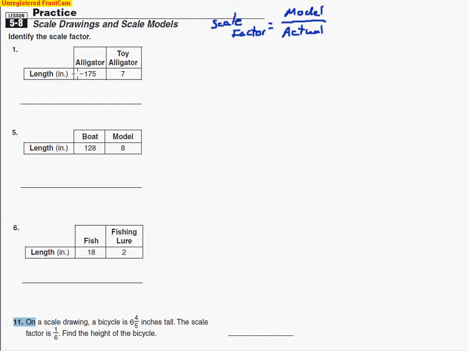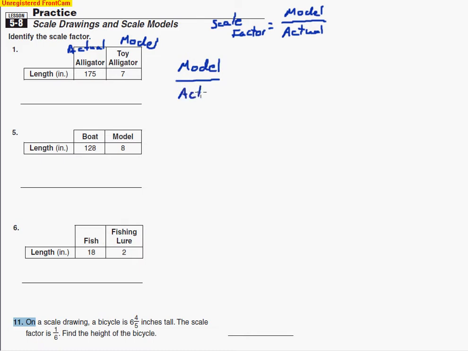So what we need to do is figure out what's the model. So let's take a look at a problem. Well, it talks about an alligator being 175 inches long. A toy alligator is only 7 inches, so that tells me that this toy represents the model, and the alligator represents the actual. And so what we're going to end up doing is writing a proportion, or actually just a ratio. And the ratio, again, goes model over actual.